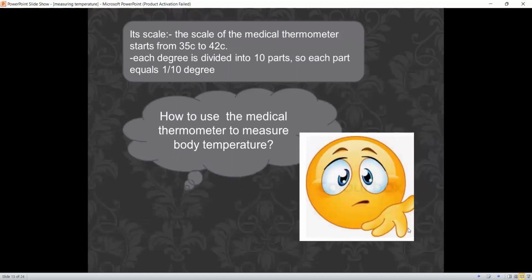Here we have the scale of the medical thermometer. The scale starts from 35 to 42. What about the normal temperature of the human body? It's exactly 37. So the scale of the medical thermometer is from 35 to 42 and each degree is divided into 10 parts, which means that each part equals 1 over 10 degree. Did you get it? From 35 to 42, divided into 10 parts, each part equals 1 over 10.